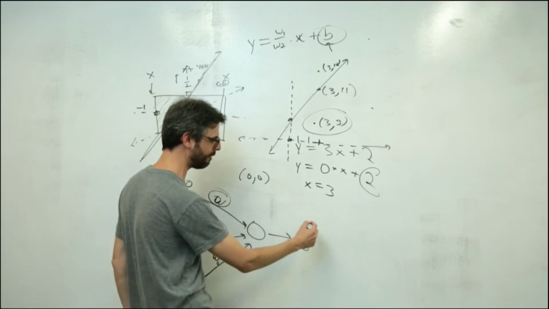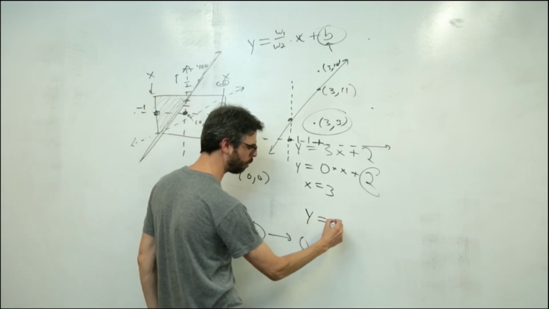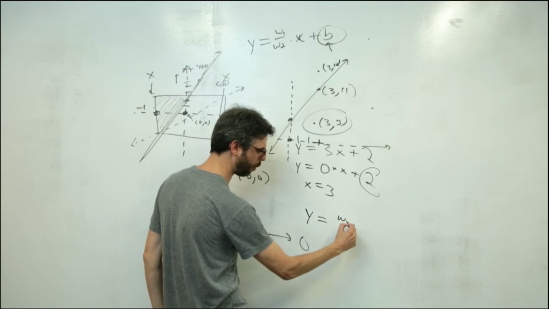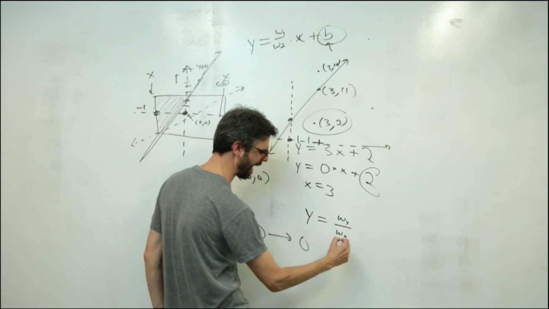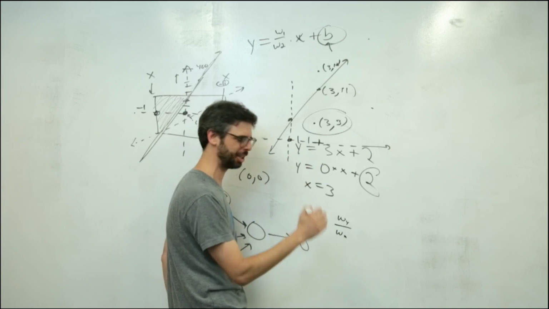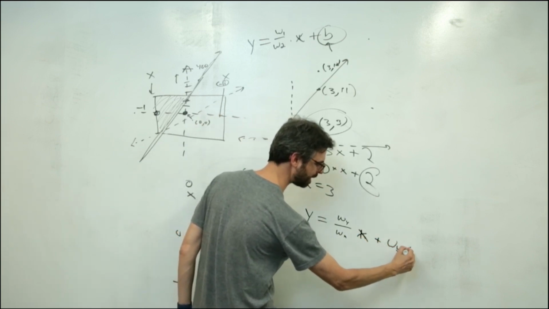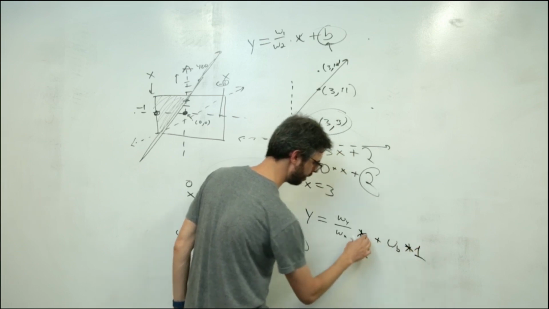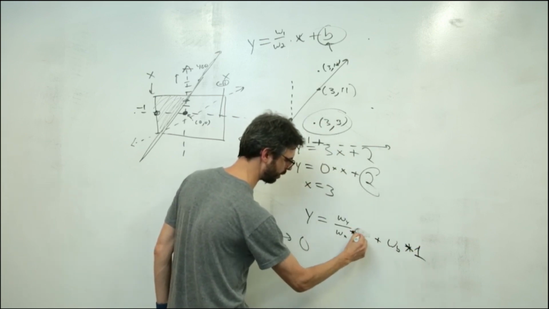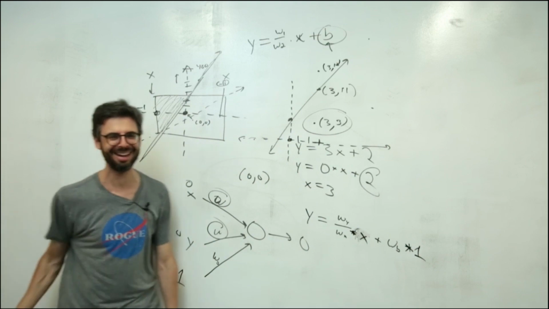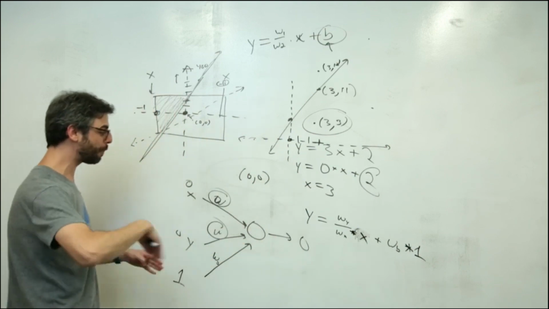And now you can think of this formula as y equals weight for y divided by weight for x, or is it the other way around? Somebody's going to tell me in the chat. Times x plus weight for the bias times 1. Does this make sense? So this is really what the perceptron is learning.